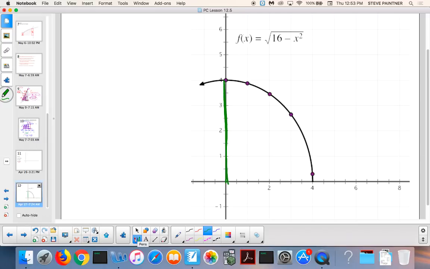0 to 4. Here's your function, right? Here's the x-axis. Let's break it into 4 equal parts, which means you're counting by what? Ones.